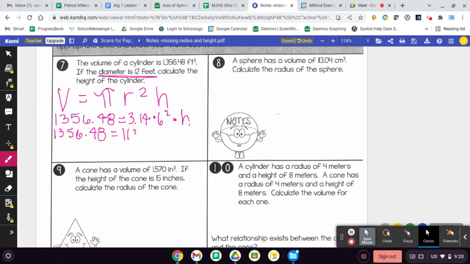Everybody else get 113.04? We brought the volume down because we're writing this as an equation. If you write the steps like this, you will be set. Times h. So now we ask ourselves this question. What is happening to h? It's being multiplied by 113.04. How do we undo multiplying by 113.04? Divide. Excellent. We divide both sides by 113.04.